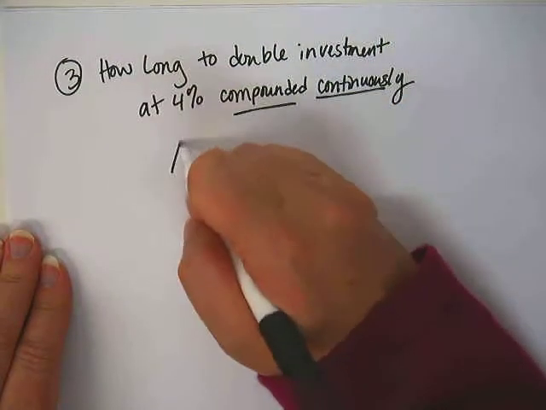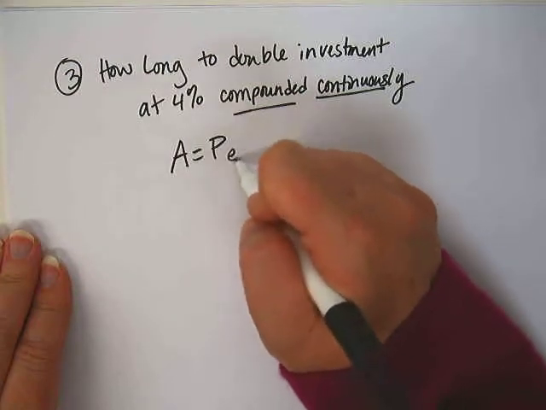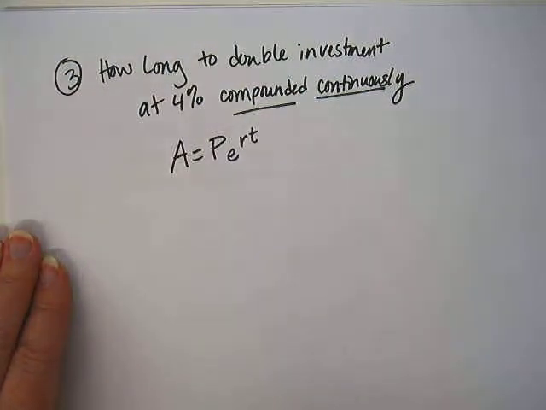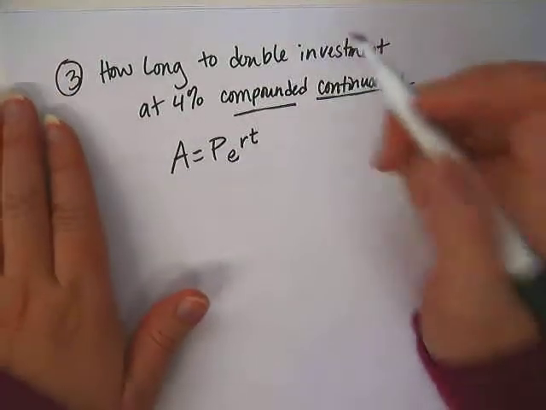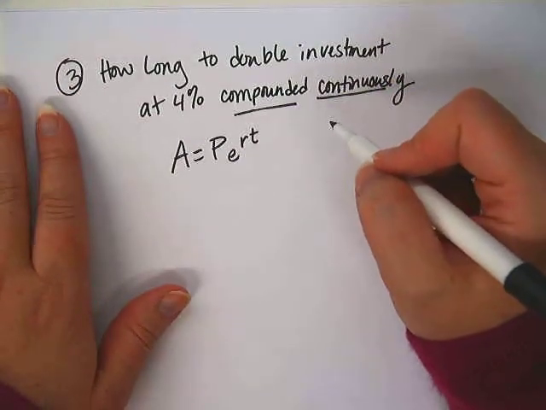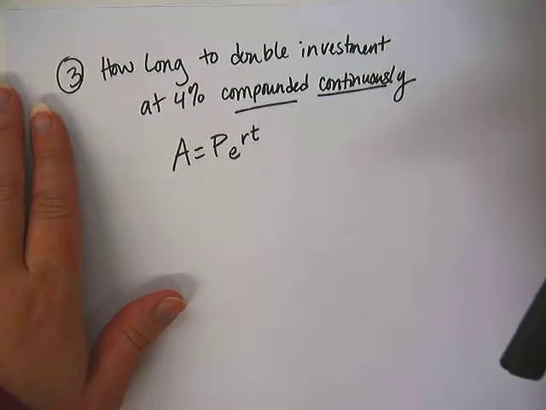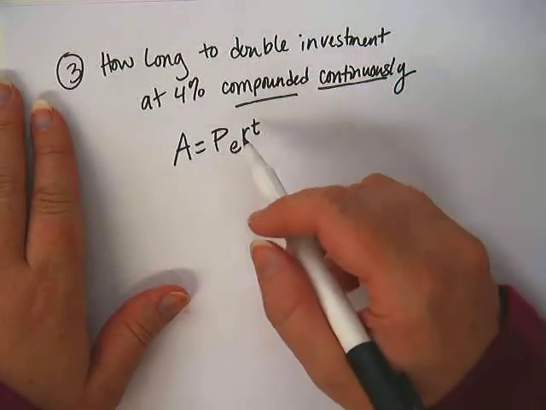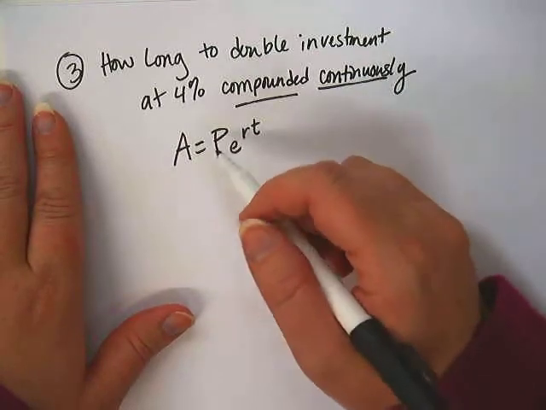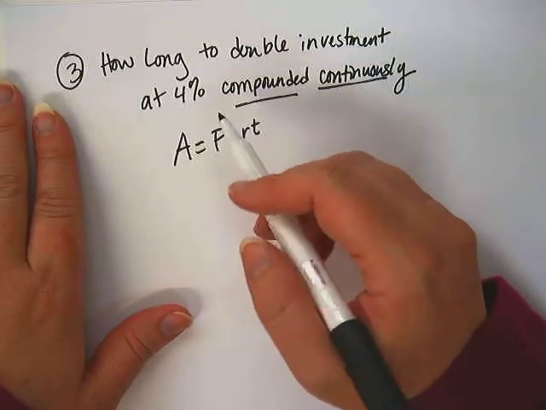So compounded continuously means we have to use this formula. Make sure you're using the right formula for the right situation. I will allow you to use these formulas on the test, so if you're not able to memorize them, don't worry about that too much, because I'll write them on the board, or you can have a cheat sheet for them.